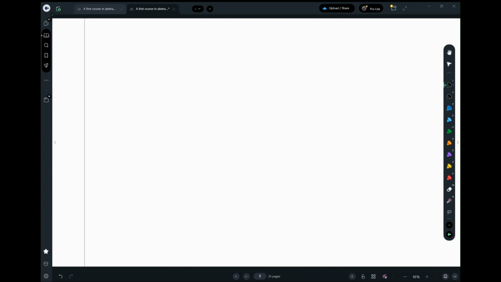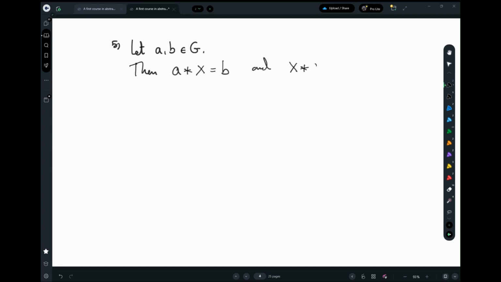Next, I want to show that in a group, let A and B be elements of a group, then the equation A X is equal to B, let me just write it with the star, so the equation A star X equals B, and the equation X star A equals B have unique solutions.